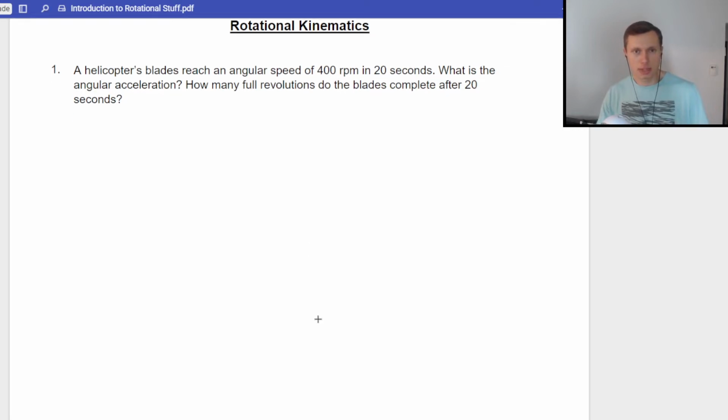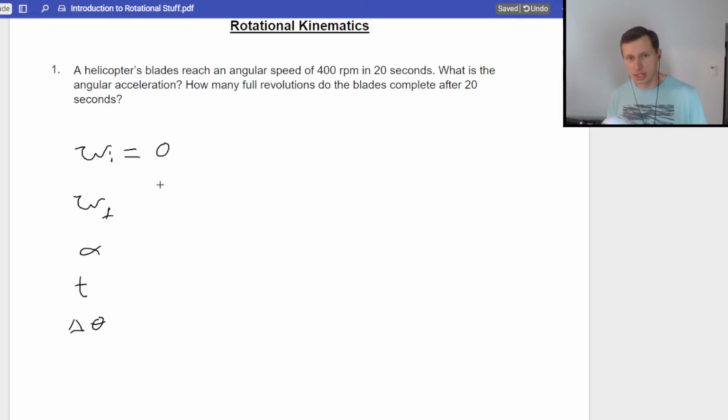A helicopter's blades reach an angular speed of 400 RPM in 20 seconds. What is the angular acceleration? And then how many full rotations do the blades complete after 20 seconds? So for this problem, the first thing I'm going to do is see how many of these variables I know. Omega initial, omega final, alpha, time, and delta theta. It doesn't say it in the problem. I probably should have mentioned it, but we're assuming we start from rest, which means angular velocity 0.